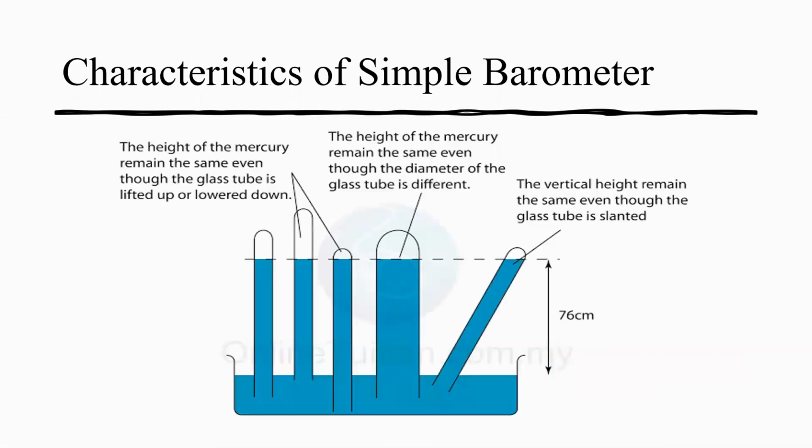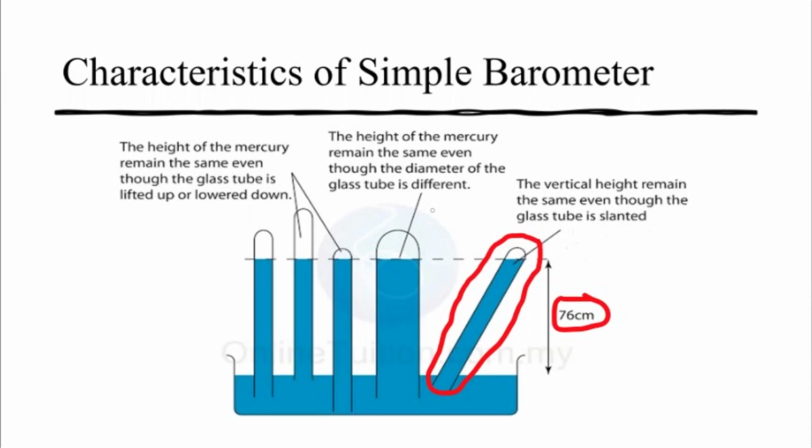The characteristics of the simple barometer. When the glass tube is at a different level or has a different diameter, the height of the mercury will remain the same. And also, when the glass tube is not straight, the vertical height will still remain the same.